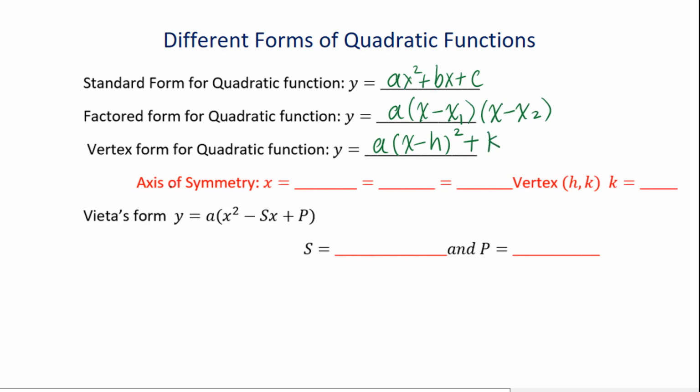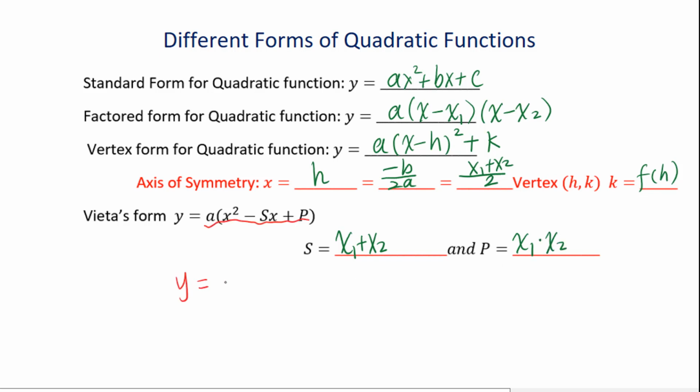For a quadratic function, we have an axis of symmetry: x equals h equals negative b over 2a, which also equals (x1 plus x2) over 2. For the vertex (h, k), k equals f of h. We also have a vertex form. Let s equal x1 plus x2, the sum, and p the product, x1 times x2.